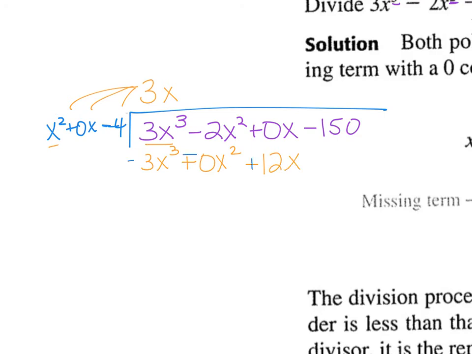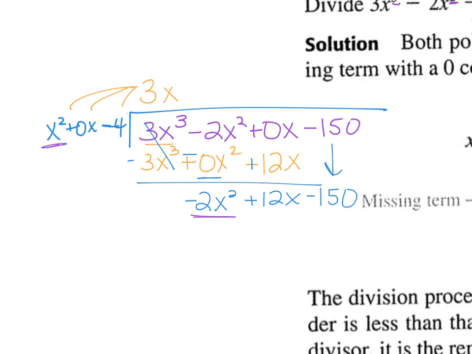Change your signs. These cancel just like we want them to. Negative 2x squared minus 0x is negative 2x squared. So if we hadn't added in this term, we would have been trying to combine an x squared with an x, which is obviously not like terms. And then this is a positive 12x. And bring down your next term.